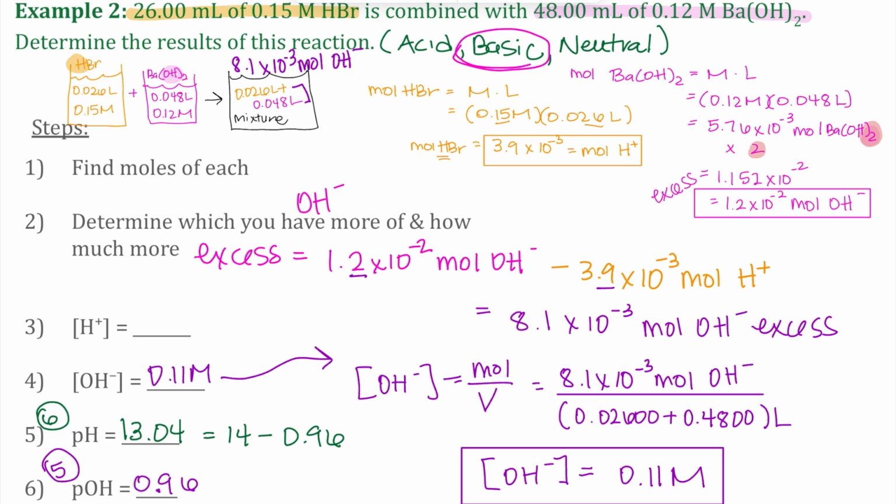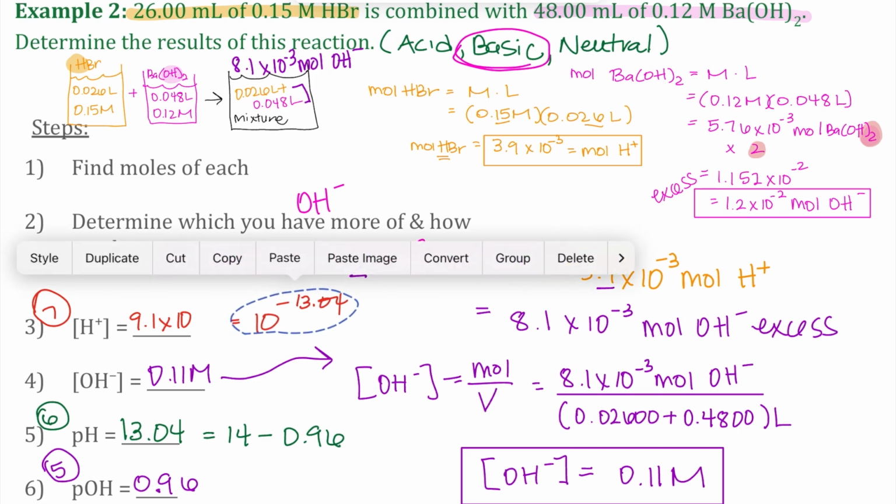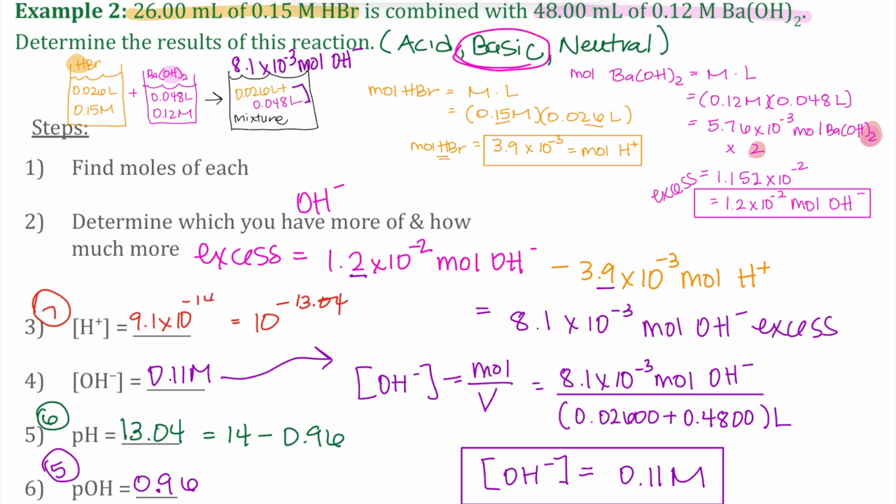After we have that pH, our last calculation is the H plus. I think I might have missed number 4, 5, 6, 7, but that's fine. So that's 10 to the power of negative 13.04. With 2 sig figs, we have 9.1, back to regular sig fig rules for a concentration, times 10 to the negative 14. And that would be molar, so we need those units on the end.